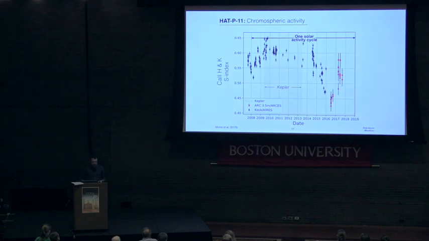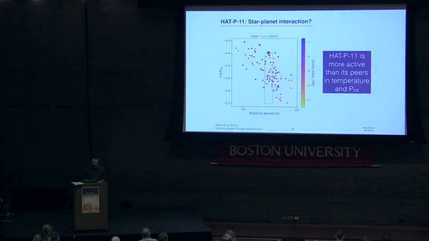Another question that we want to ask is, how normal is HAP-P11? It seems to have 100 times more spotted area than the sun. Is that usual for K-dwarfs? To answer that question, we can look at R prime HK, which is a normalized version of the S index, the proxy for chromospheric activity.